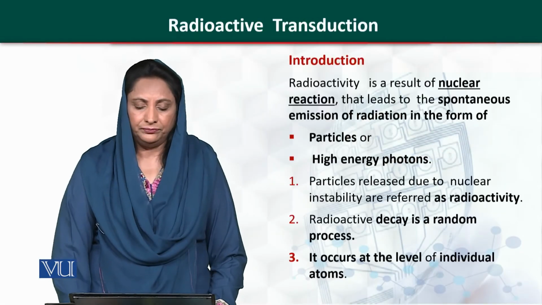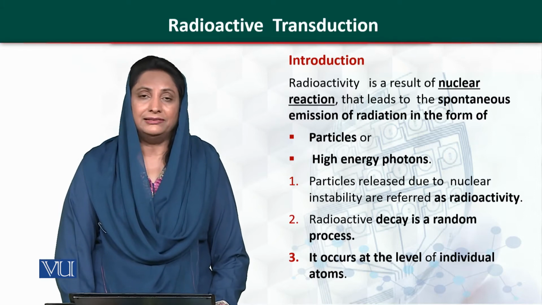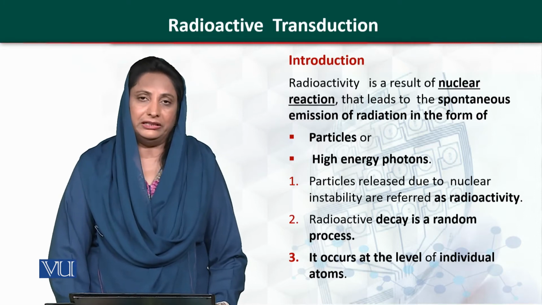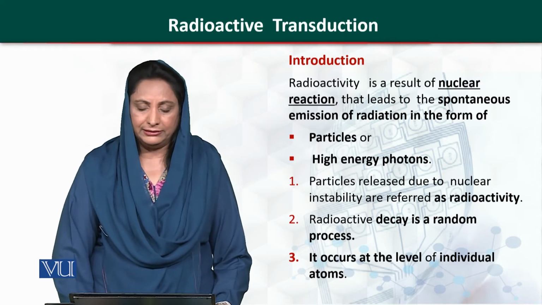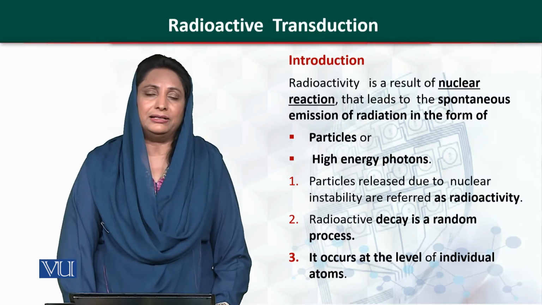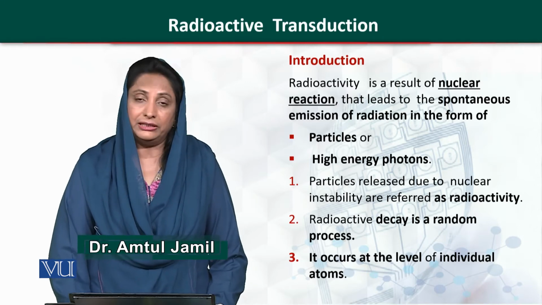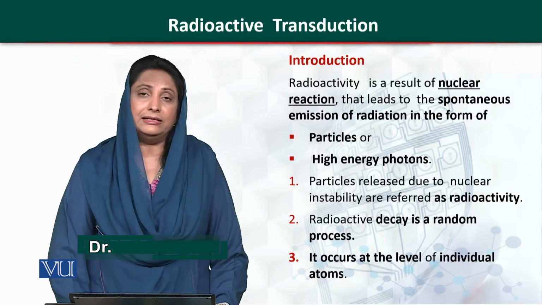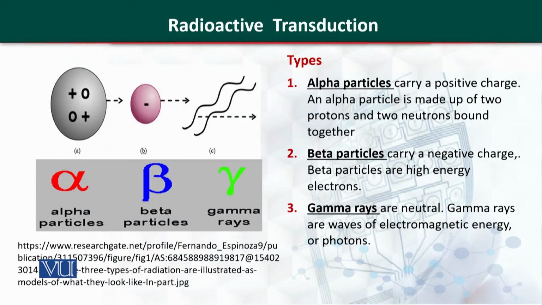Radioactive transduction. Radioactivity is a result of nuclear reaction. As a result of nuclear reaction, there is a spontaneous emission of radiation. This radiation is of two types. One is in the form of particles and the other is in the form of high energy photons. That means the particles that are released due to the nuclear reaction are called radioactivity. Radioactive decay is a random process, and this process occurs at an individual atom level.